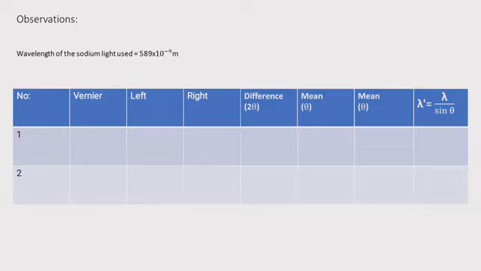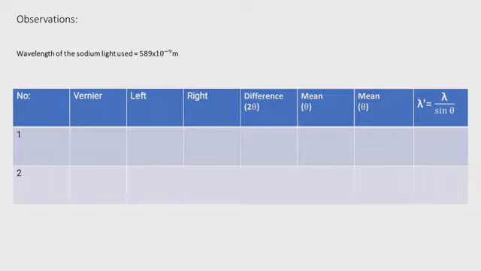We can see the number of trials, the verniers, vernier 1 and vernier 2, the left readings and the right readings, and the difference. The difference is calculated from either side, left and right, for order 1 and order 2. The mean of this difference is taken, and then we find out lambda dash.